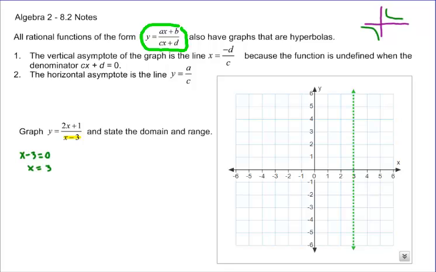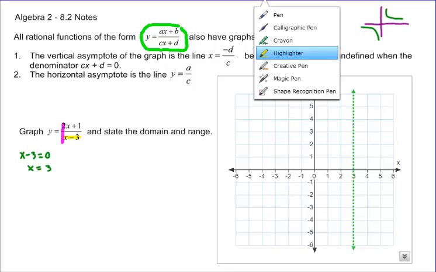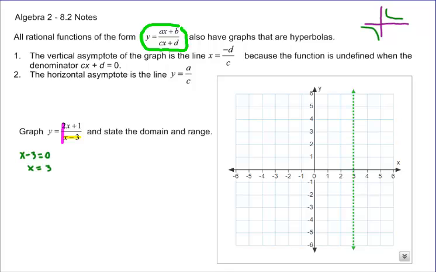Alright, once we've got the vertical asymptote, we can find the horizontal asymptote. And the horizontal asymptote is the ratio of the numbers in front of the x's. And so for this particular guy, our horizontal asymptote is going to be y equals 2 over 1. And so what's our horizontal asymptote going to be? 2. And so once I have this down, I just need to find a couple of points on each side of the vertical asymptote and graph those in, and I'll know exactly what my graph is going to look like.